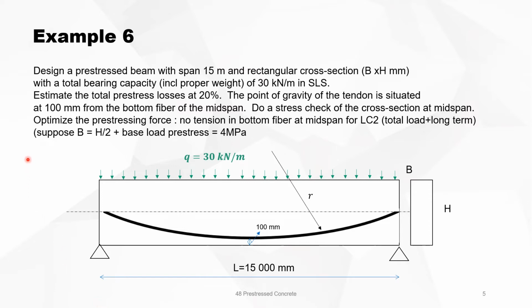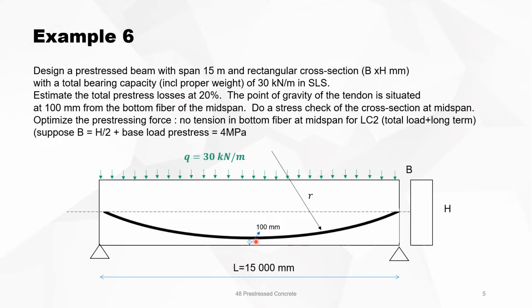We will design a pre-stressed beam with a span of 15 meters and a rectangular cross-section B times H, with a total load, inclusive of proper weight, of 30 kN per meter in SLS. Estimate the total pre-stress losses at 20%. The point of gravity of the tendon is situated at 100 millimeters from the bottom fiber at midspan.